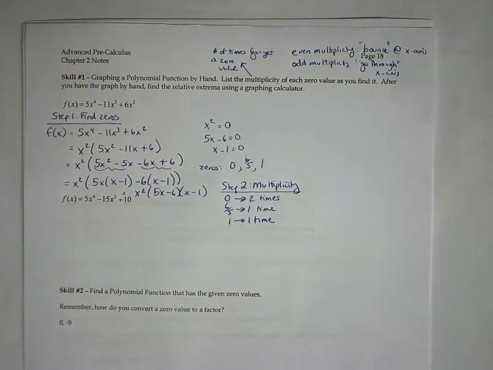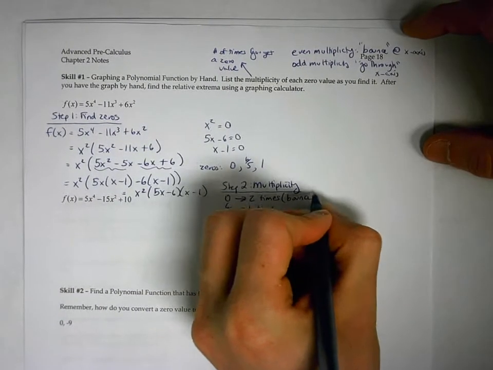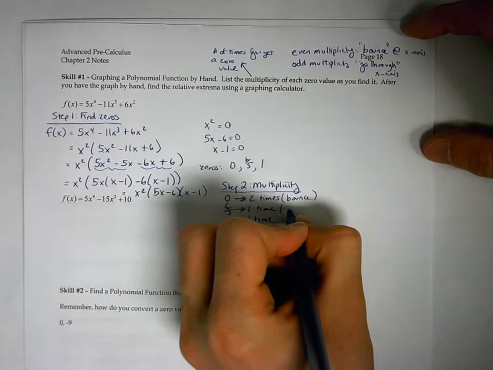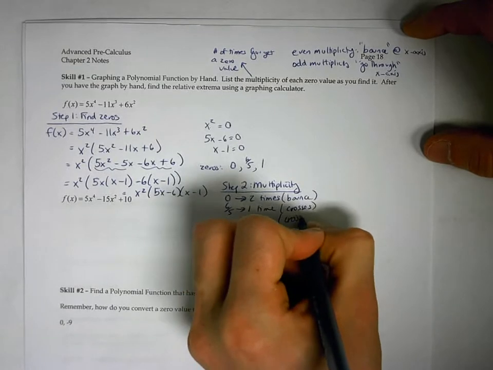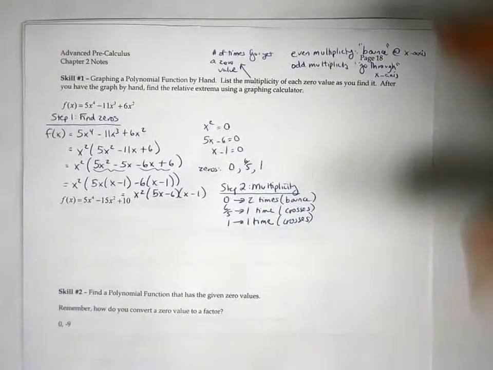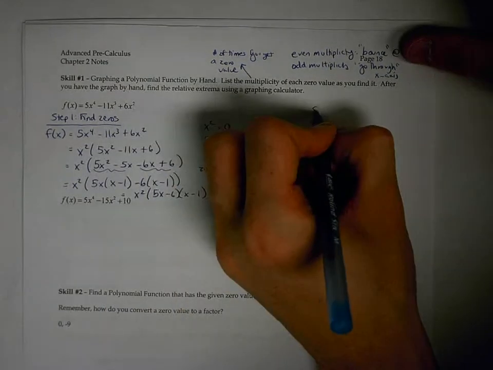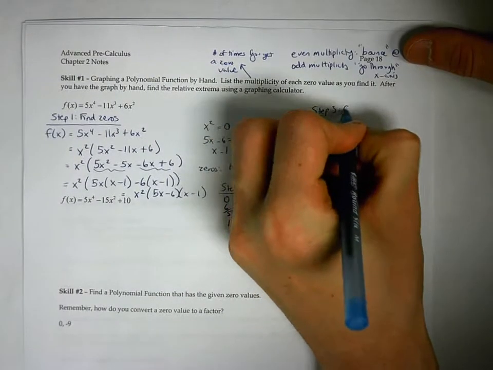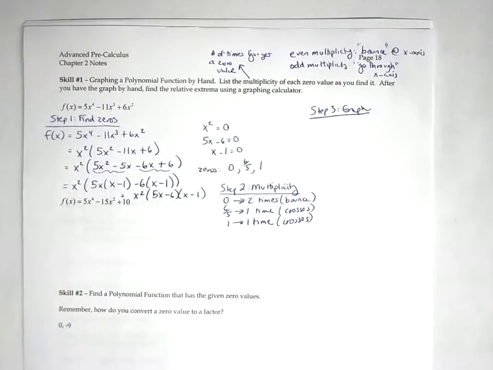So if we look at that in terms of how the multiplicity plays into our graph, when we've got an even multiplicity, it bounces. An odd one, it crosses or goes through the x-axis. And that one's 1, so it crosses or goes through the x-axis. Step 3 is we're going to graph.